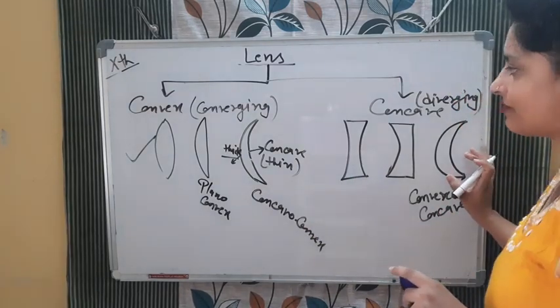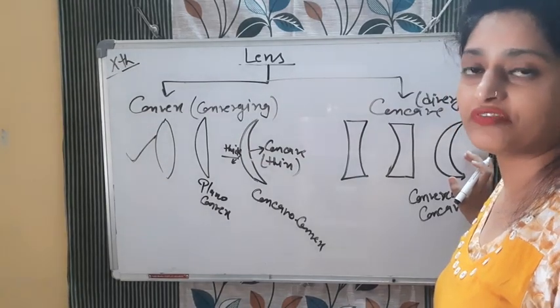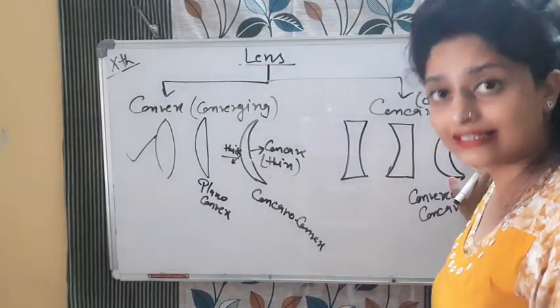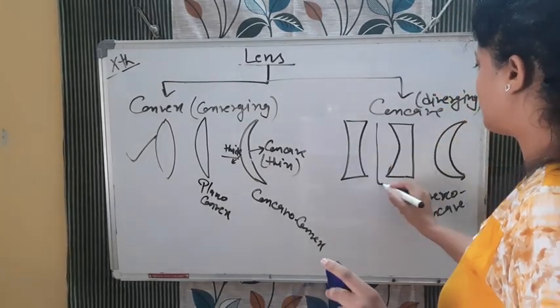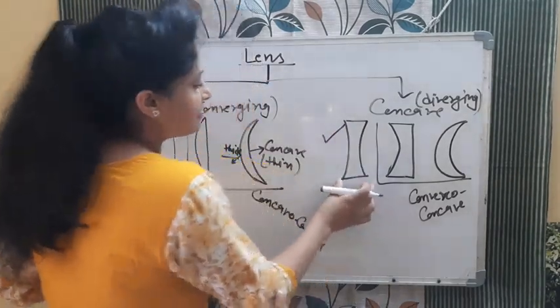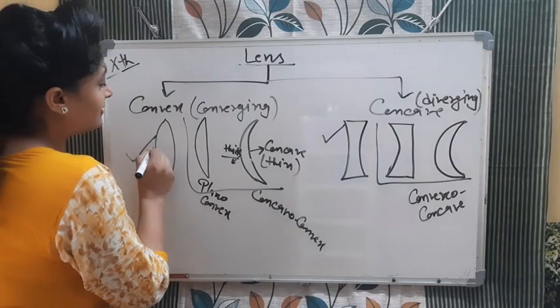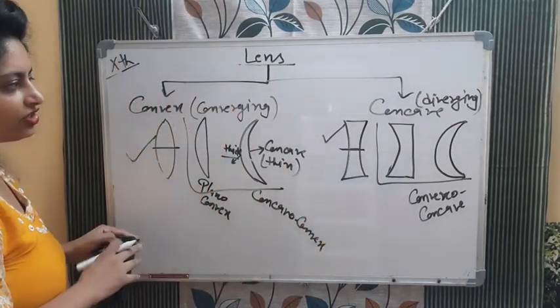How will you identify which side is convex and which side is concave? That depends on the thickness. If it is thin, it is concave. If it is thicker, that will be convex. There is no need to study about this, as it is not in our chapter. We will study only this convex lens and this concave lens. This is diverging, this is converging. This is thicker in the middle, this is thinner in the middle. So this is about the shape.